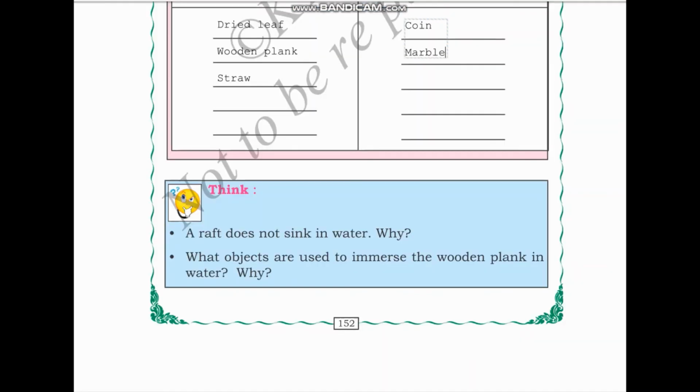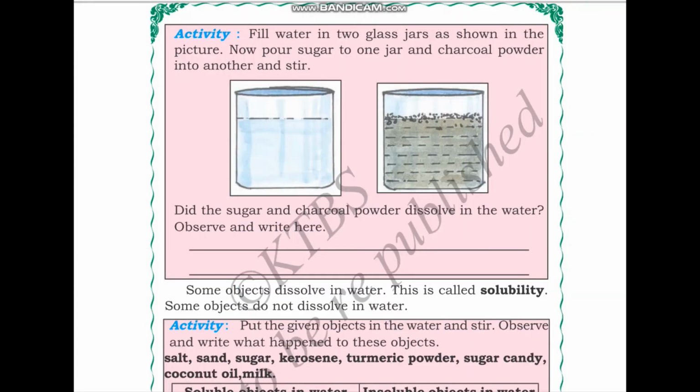The next question is, what objects are used to immerse the wooden plank in water? I have understood this question like, if you want to immerse a wooden plank in water, how can you do it? You can do it by placing heavy weight on top of the wooden plank. Then the wooden plank will be immersed in water. Next, we will be learning about solubility.